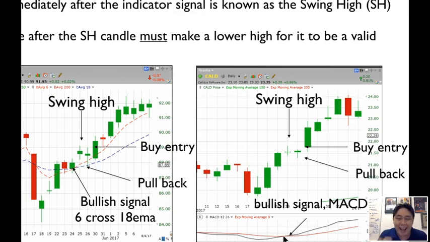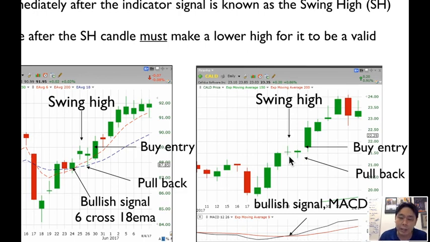So again, right at that signal, or right after the signal, we must have that swing high. So this candle is a swing high. Okay. So again, why is it a swing high? Because it's making a higher high than all previous candles. So it is a swing high. What must happen right after the swing high? That's right. Right immediately after the swing high, you need to have a pullback candle. If the next candle doesn't pull back, it makes another high, it's not a valid trade. It is not a valid trade.